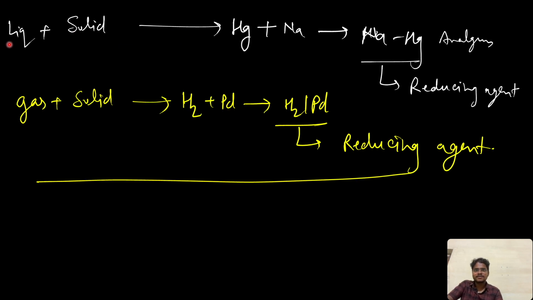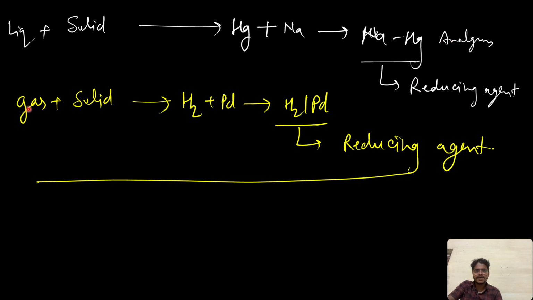And if we mix liquid in a solid, meaning liquid is in trace amount and solid is in considerable amount, what do we get? We have mercury in sodium. What we get is sodium amalgam. It is a reducing agent.